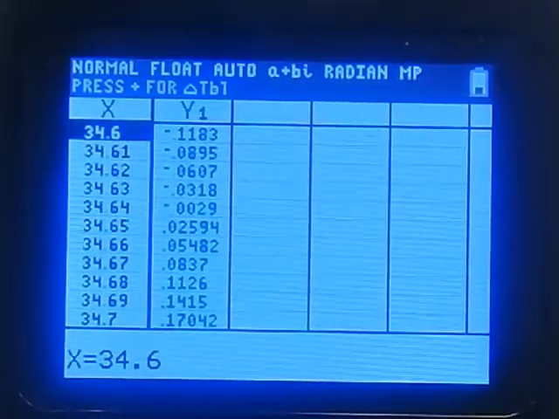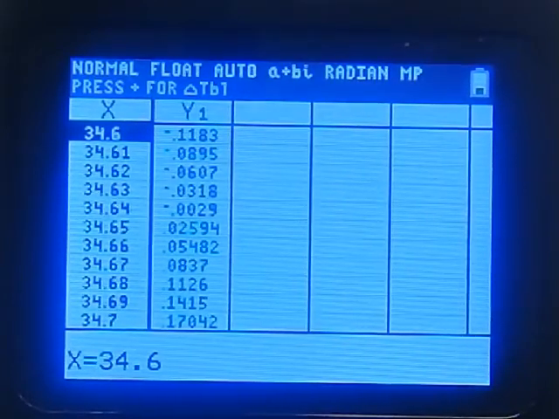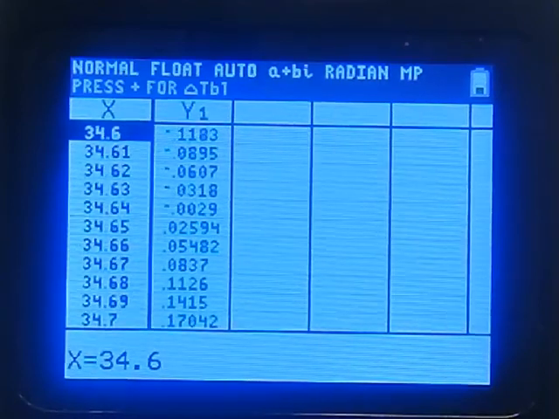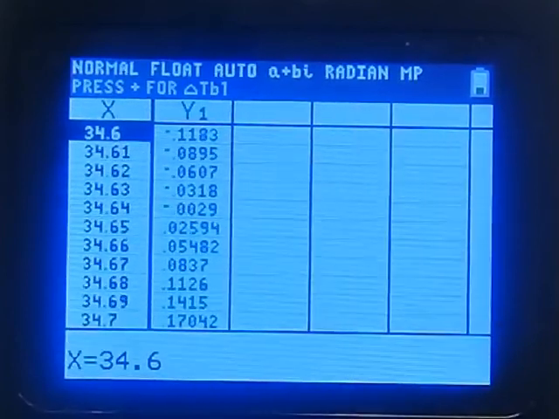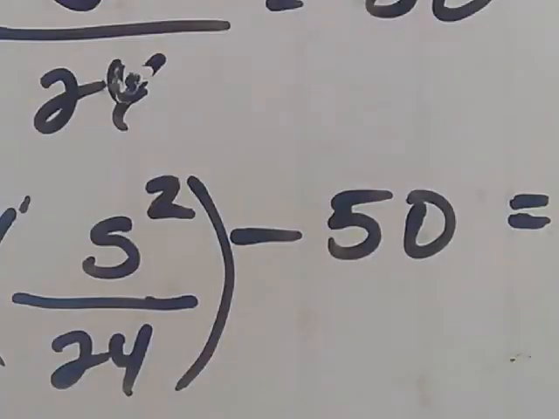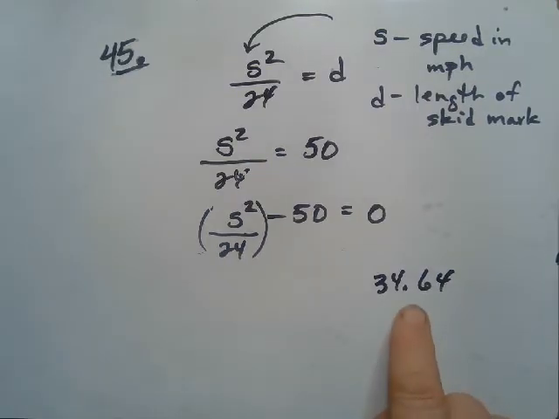So my answer here is about 35, but if I want it more accurate, I'd say about 34.64. So my accuracy is about 34.64. And that would be the speed at which this guy was traveling when he hit the brakes. So my answer is about 34.64. Your book says 35, but I showed you how to get it a little more accurate. Come back and take a look at how I did that by adjusting the table.